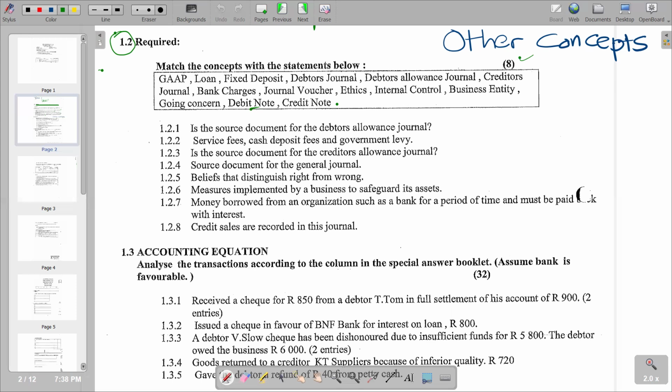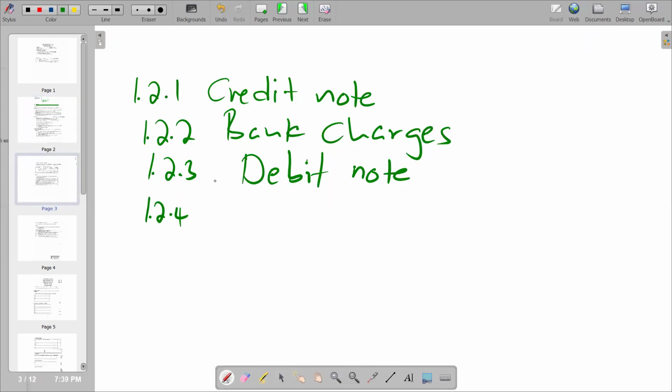Now the source documents related to the general journal. We have journal vouchers. Copies of management reports can also be source documents related to the general journal, and invoices can also be part of the general journal source documents. So according to our explanation, we see that we have the journal voucher here as a source document. So we are saying journal voucher.